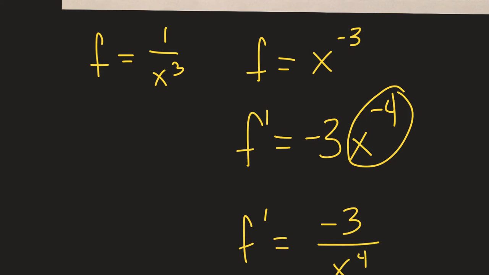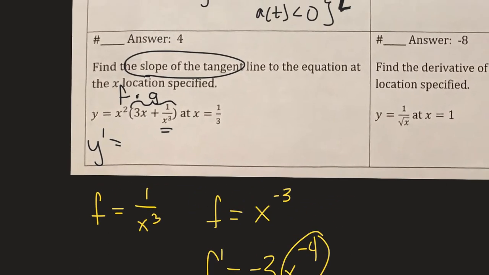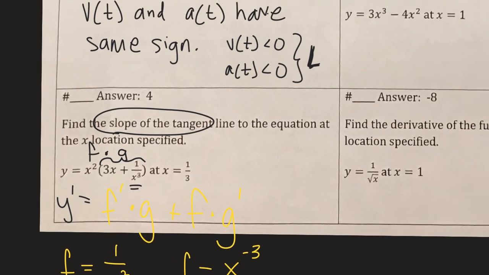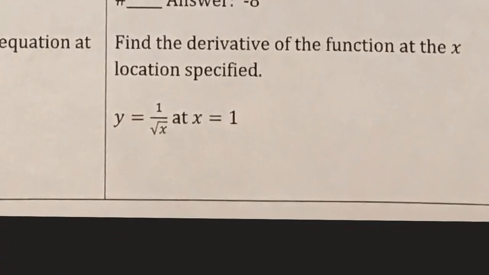Okay, so that's how you're going to find the derivative of 1 over x cubed once you do your product rule, right? So the product rule is f prime times g plus f times g prime, right? No dx dt's. We're not taking it with respect to time. This is simply a derivative problem. Okay, let's come up now. We're at the bottom. Find the derivative. So once again, this is just finding y prime.